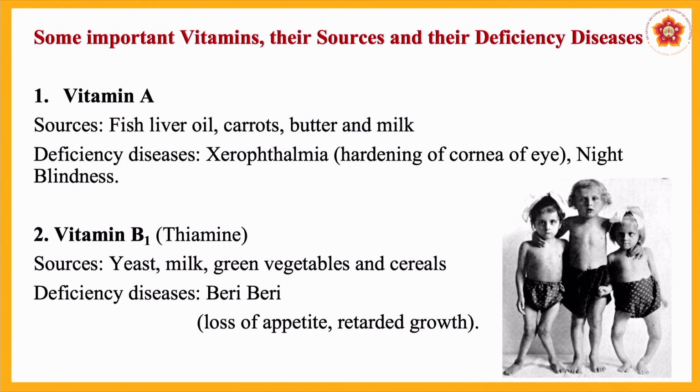So, vitamin B1, that is called thiamine. Sources: it is present in yeast, milk, green vegetables and cereals. Deficiency diseases: beriberi, which means loss of appetite and retarded growth. You can see in the picture how retarded growth in children will be.